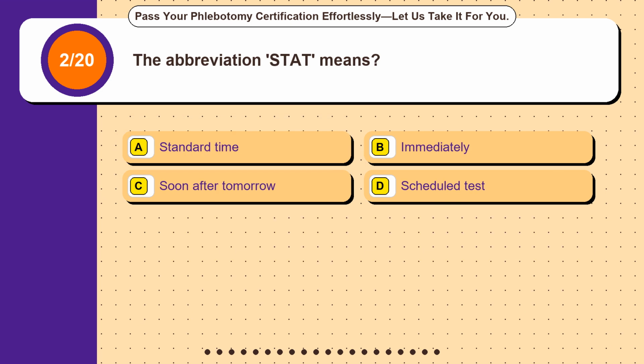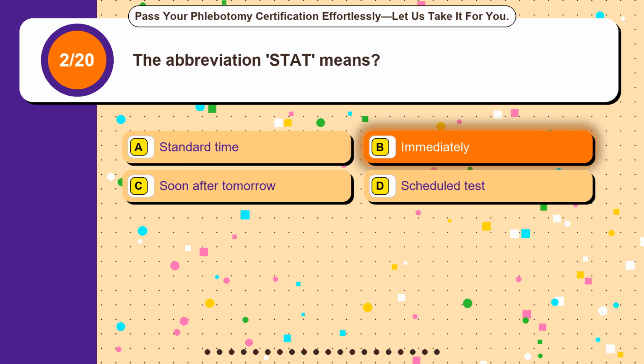Question 2. The abbreviation STAT means: Option A, standard time. Option B, immediately. Option C, soon after tomorrow. Option D, scheduled test. The correct answer is option B, immediately.